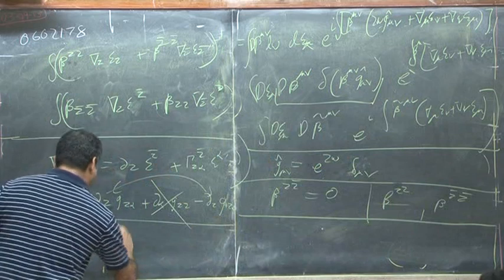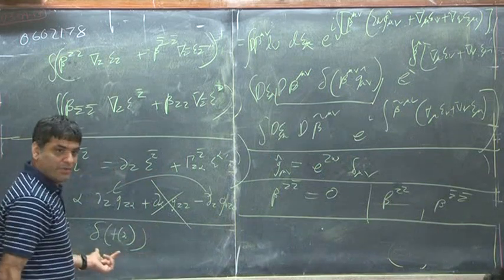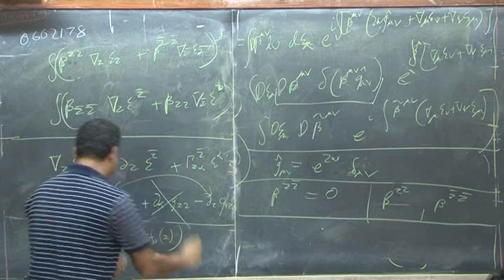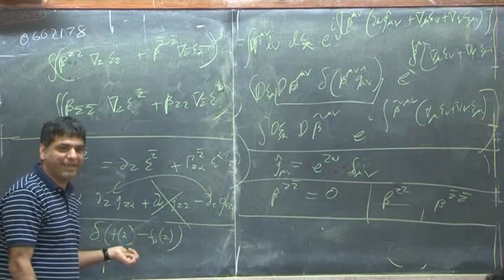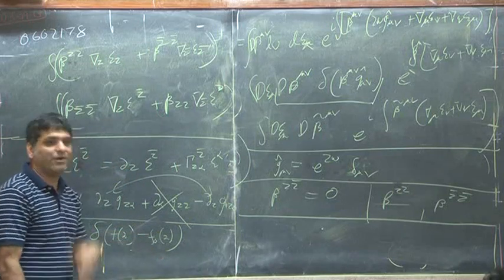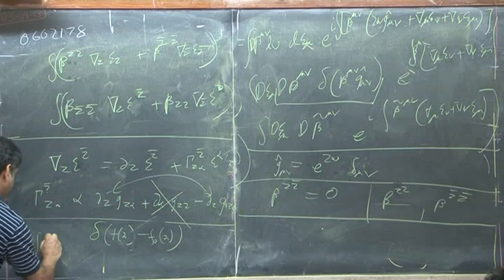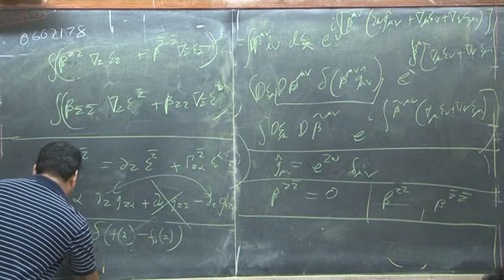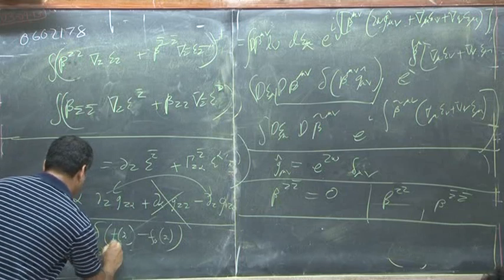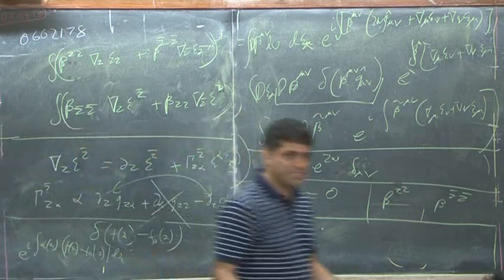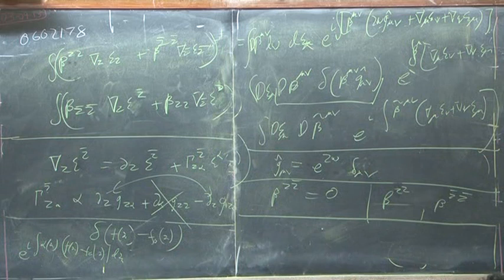Suppose you've got delta of f of x minus f naught of x, which is a delta function that tells you that pointwise the function f of x has to be equal to f naught of x. What is the exponentiation of that? That's e to the integral alpha of x times f of x minus f naught of x dx, because at each point this has to hold. That's what we were doing, right? g mu nu of x at each point had to be this value. So sorry, I may not have written it, but it was always there.